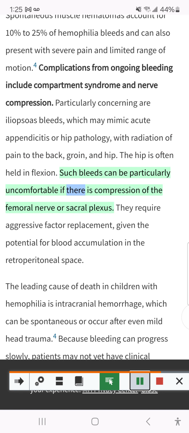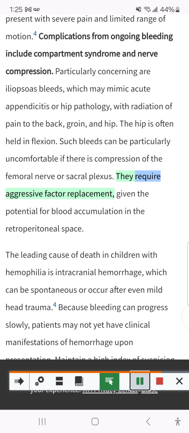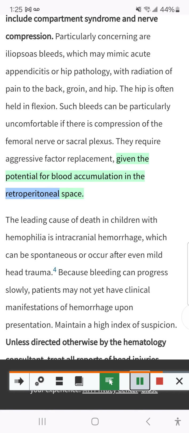Such bleeds can be particularly uncomfortable if there is compression of the femoral nerve or sacral plexus. They require aggressive factor replacement, given the potential for blood accumulation in the retroperitoneal space.